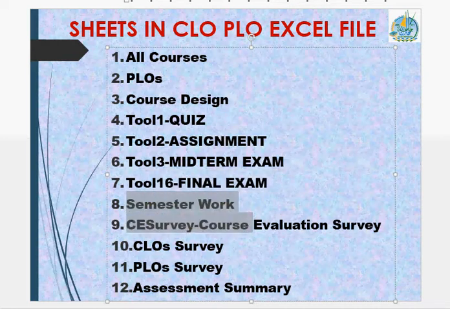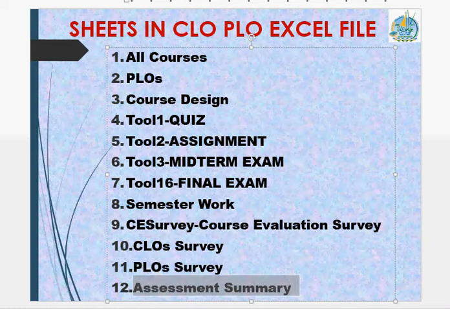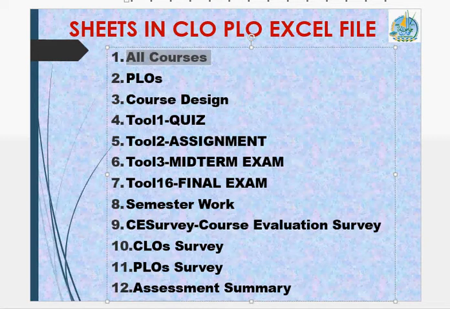Then comes semester work, CES survey, that is course evaluation survey, the CLO survey, PLO survey, that is the program learning outcome survey, and the last sheet is the assessment summary. So basically we will be dealing with these 12 sheets in our Excel file. So these are the 12 sheets we will be filling in data or using information.